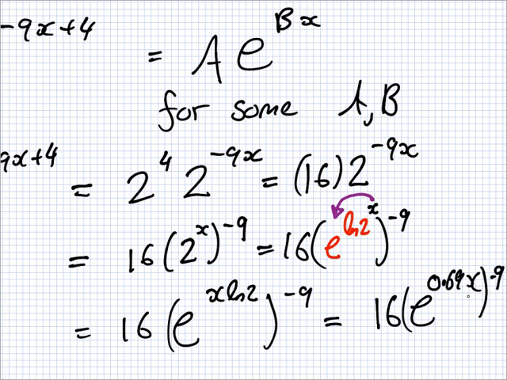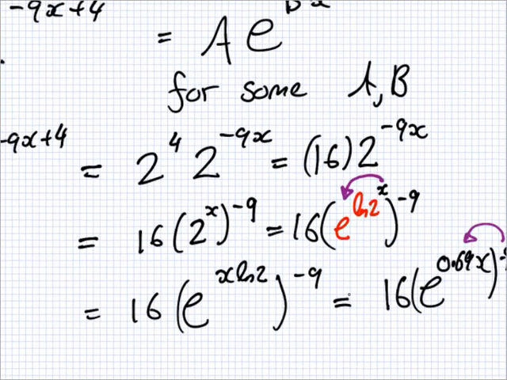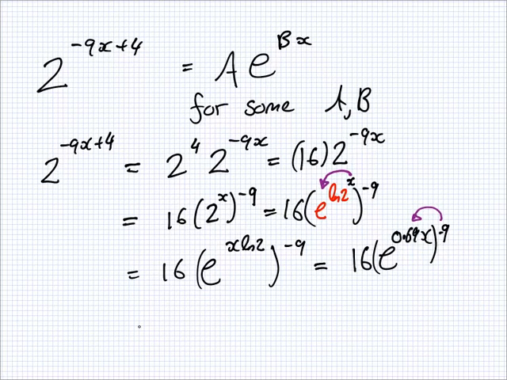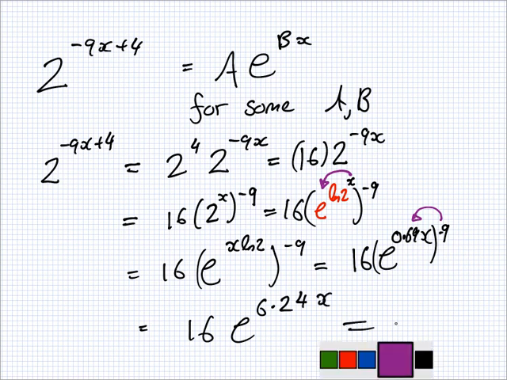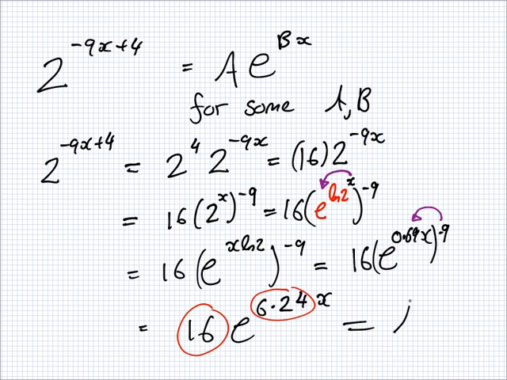To the power minus 9. So the last thing to do is to multiply the 9 in. So can you just multiply that by 9? 0.69... 6.24 if we round it off, is it? So you realise now you've written it in the form where this is the a and this is the b, in the a e^(bx). Should it be minus? Oh, sorry, I lost the minus, thank you. Minus there.